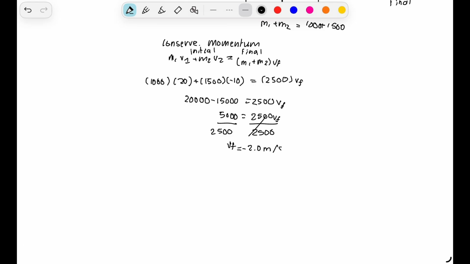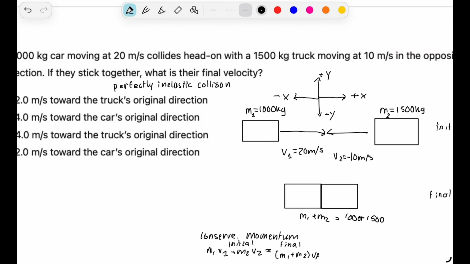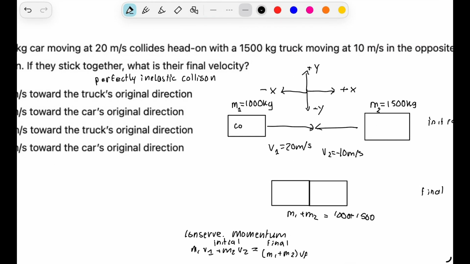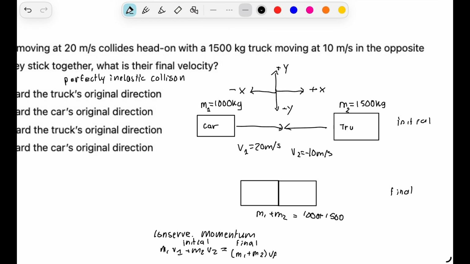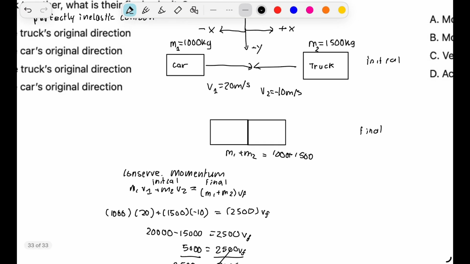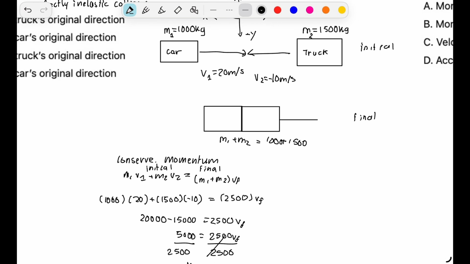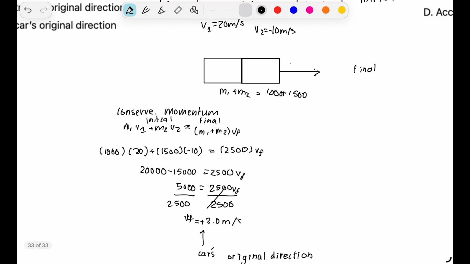Because it's positive, this means it's going to go in the car's original direction. Note that this is our car and this is our truck. So our combined mass is still going to end up going in the direction the car was going. And this final speed of the combined mass is 2.0 meters per second.